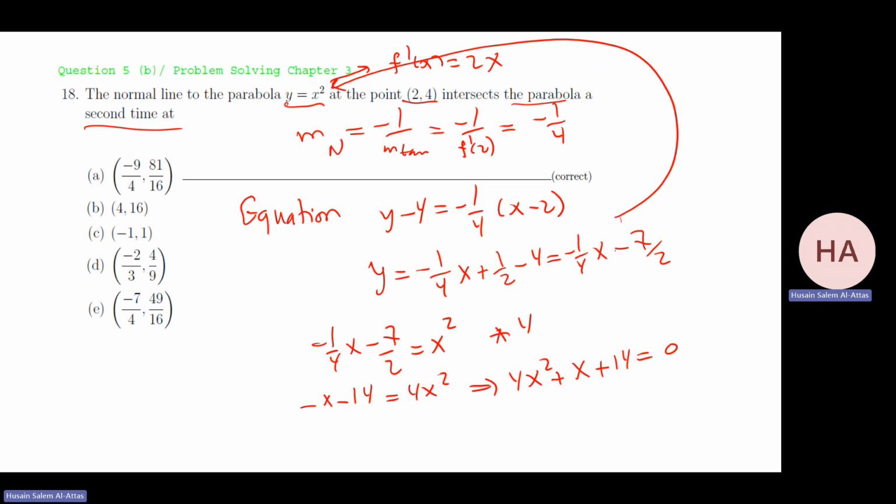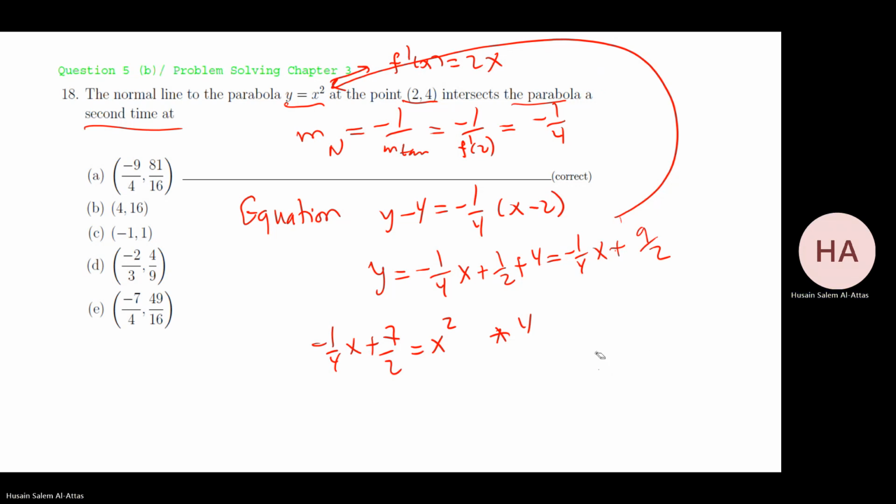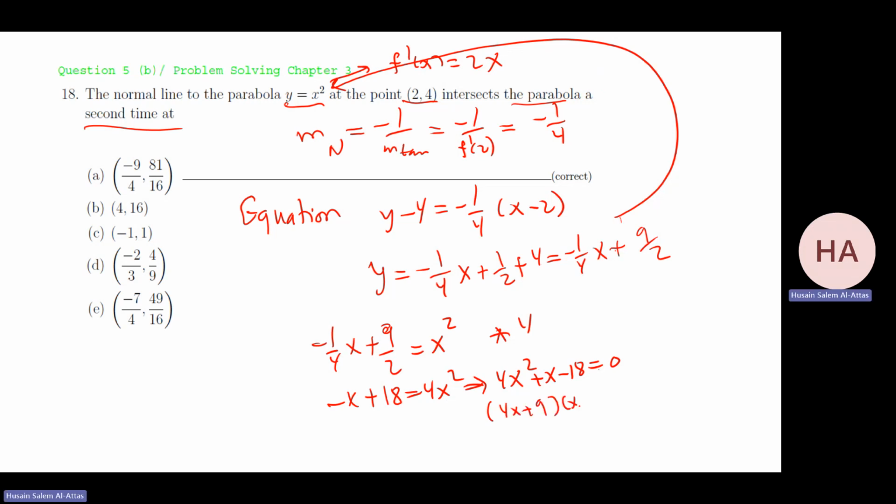Y minus 4. This is minus 1 over 4. Huh? This is 2x, so it will be 4, minus 1 over 4 times x minus 2. So I have minus 1 over 4 x plus half plus 4, but not minus. This is plus 4, sorry. So this is plus 9 over 2. Times 4, I have minus x plus 18 equal 4x squared. So I have 4x squared plus x minus 18 equals 0. So I have (4x plus 9)(x minus 2) equals 0.